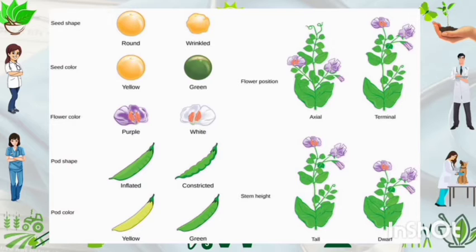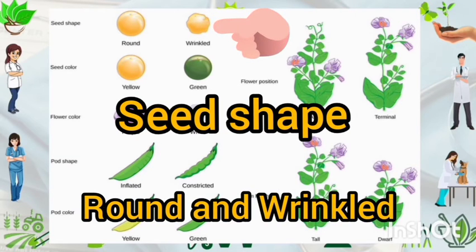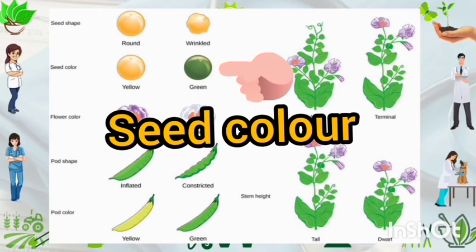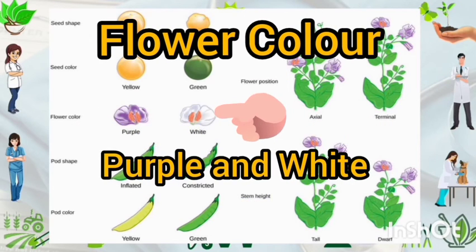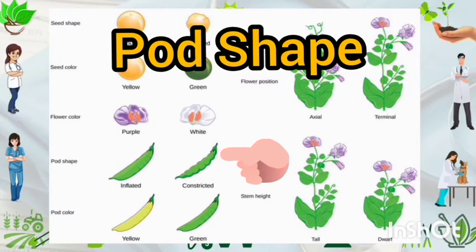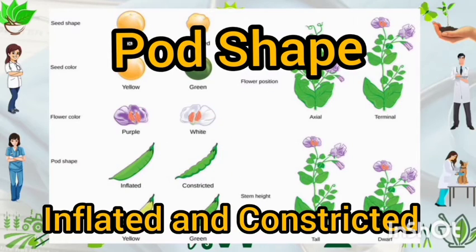These are the contrasting characters Mendel had chosen. Let's see one by one. Seed shape: round and wrinkled. Seed color: yellow and green. Flower color: purple and white. Pod shape: inflated and constricted.